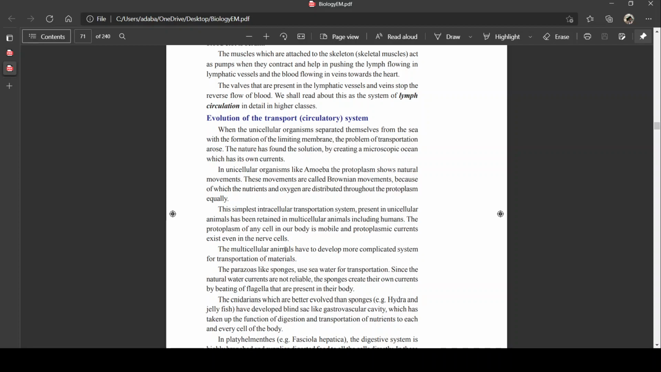Even though multicellular animals develop an intracellular transportation system, they have to develop a more complicated system for transportation of materials.